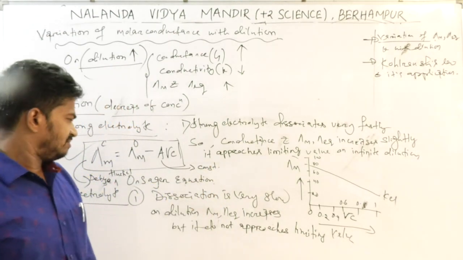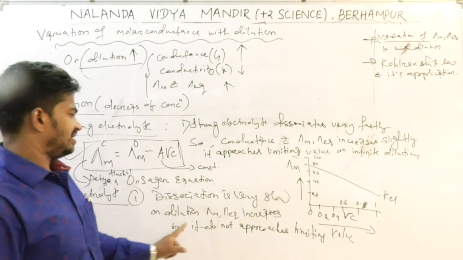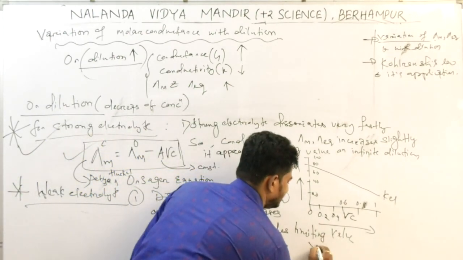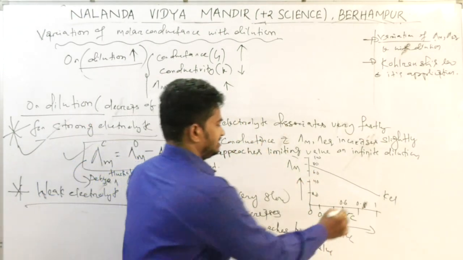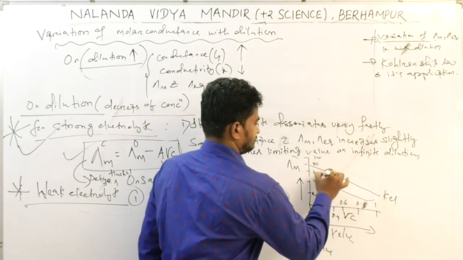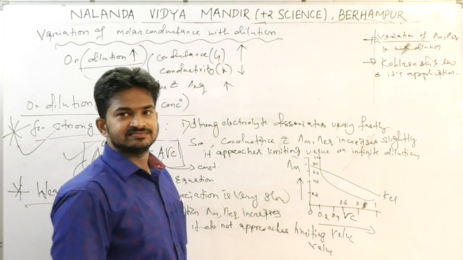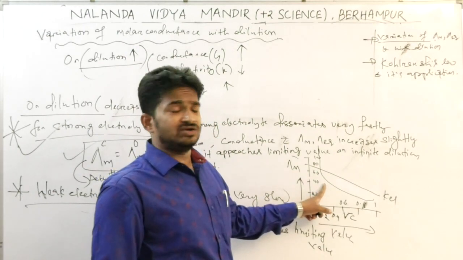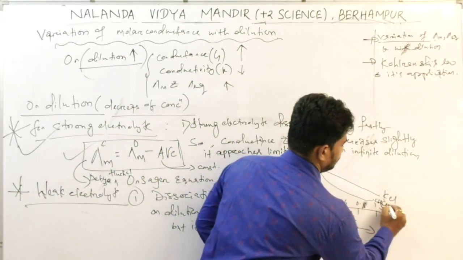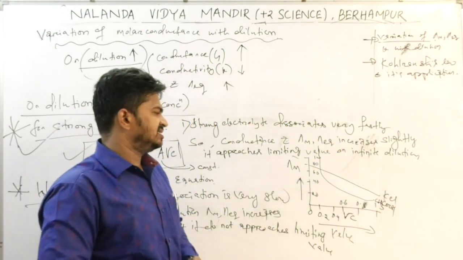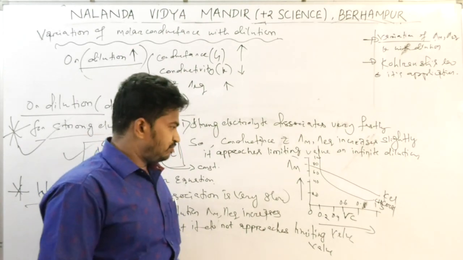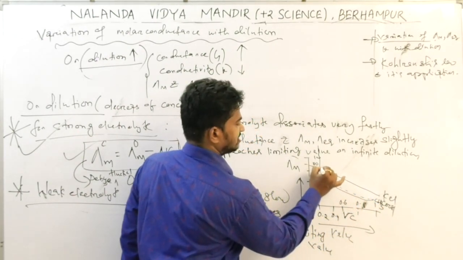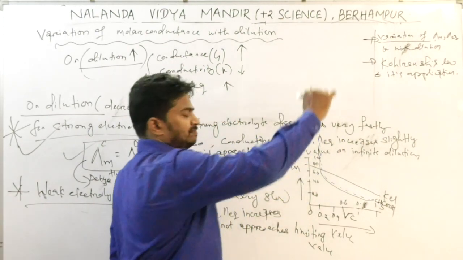But for weak electrolyte, dissociation is very slow. On dilution, molar conductivity, equivalent conductivity increases, but it does not approach a limiting value. The graph will be like that. So this is the weak electrolyte, let it be CH3COOH. For the weak electrolyte, it will increase, but it will not approach a highest value.